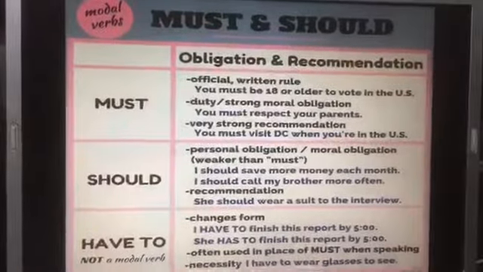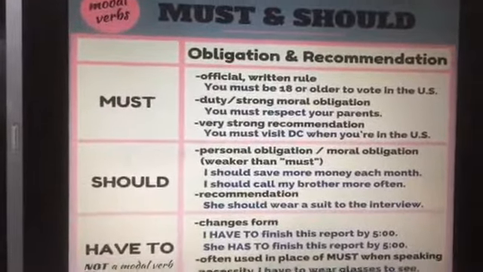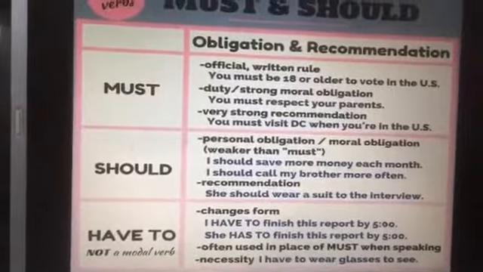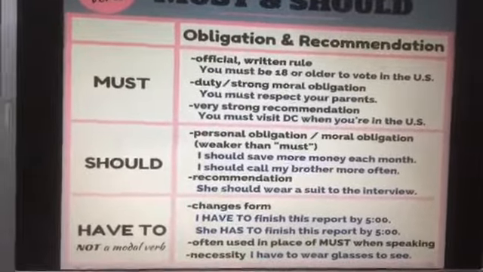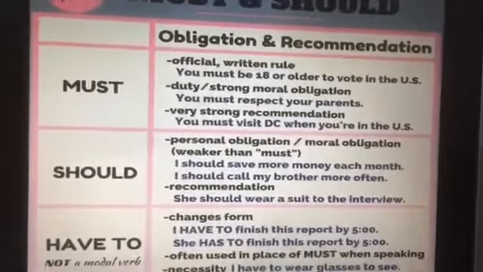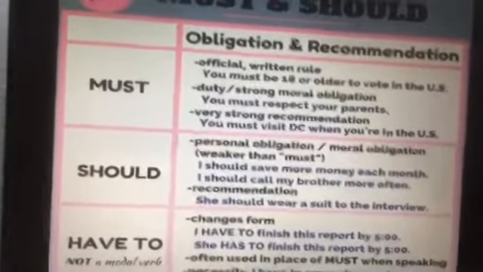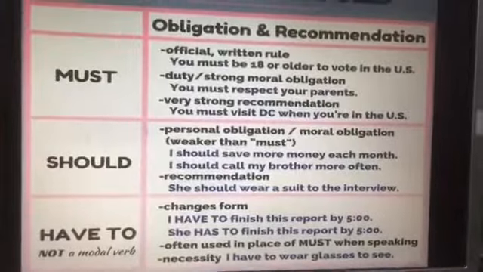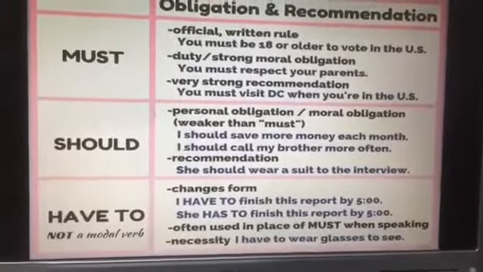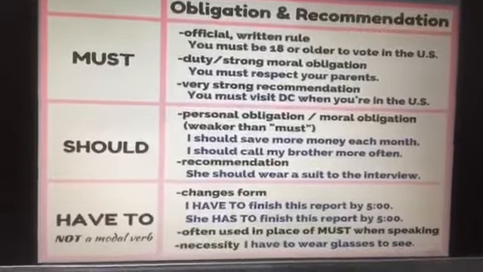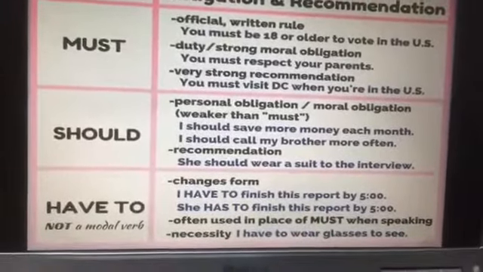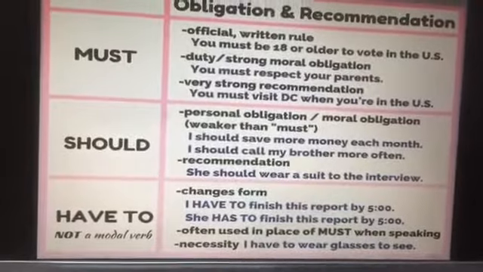Right? Then we have modals for obligations and recommendations. Must, should and have to. Must is like a moral duty. You'll have to do it. Official written rule. You must respect your parents. You must visit the DC when you are in the US. Should, I should save more money each month. I should call my brother more often. Have to, I have to finish this report by 5 o'clock.